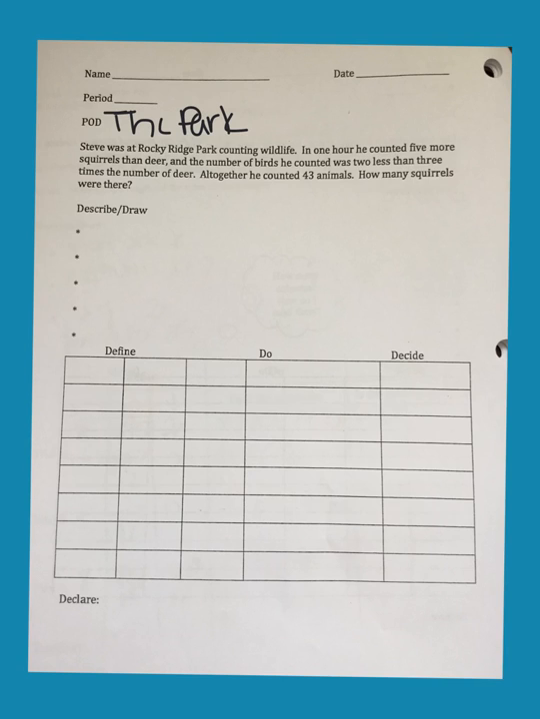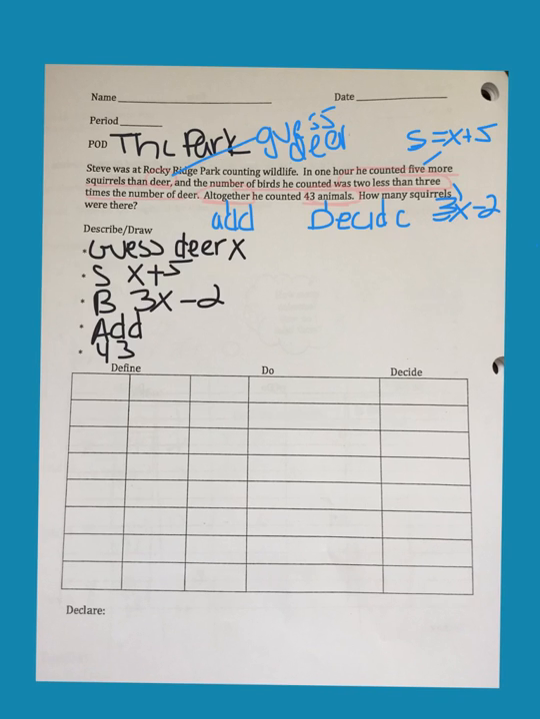I would like you to take a minute, pause the video, and I would like for you to read through, highlight and underline important words, and try to fill out the describe as much as you can. So go ahead and pause the video now, and we'll take a few minutes and then restart and see how you did.